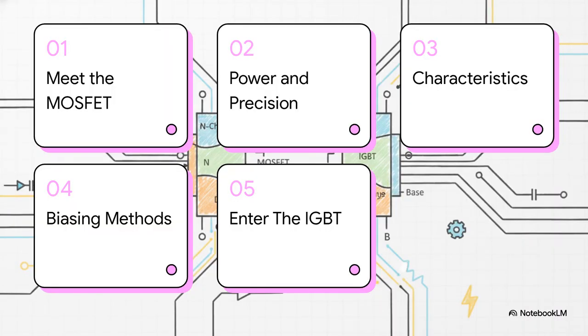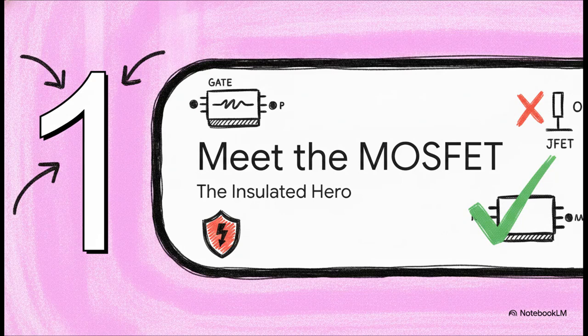Here is our roadmap so you can easily file these away as we go. First, we'll meet the MOSFET. Second, we'll look at power and precision. Third, characteristics and safety. Fourth, biasing methods. And finally, the ultimate hybrid, the IGBT. All right, part 1, meet the MOSFET, our insulated hero.